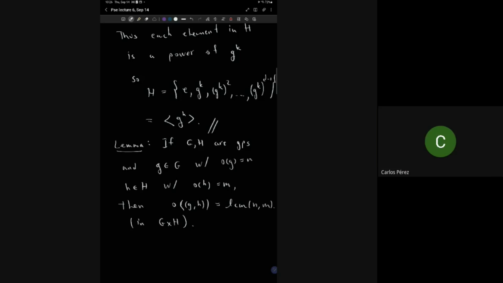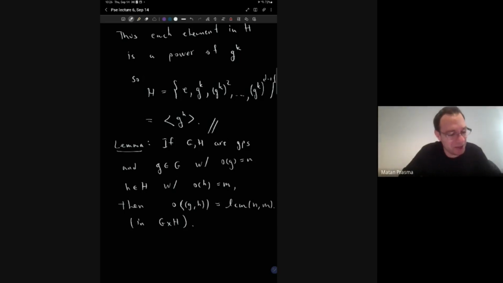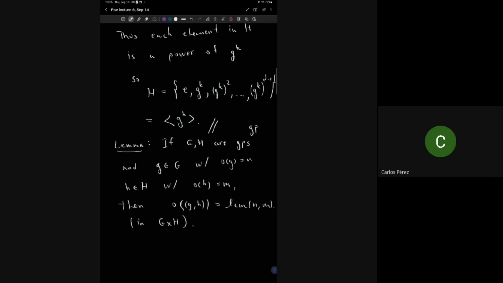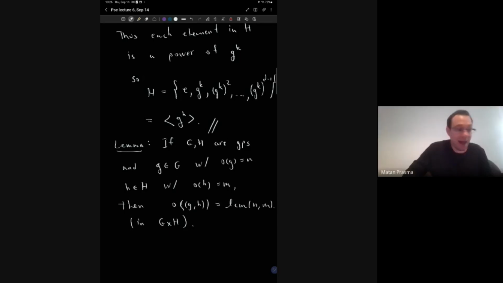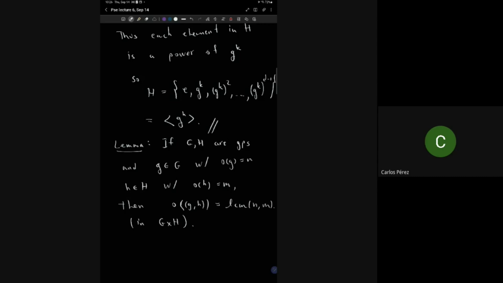Sorry, Matan, can you remind me what GPS is? So you say if G and H are GPS, what does GPS mean? This is my shortened writing for groups. So I say group like this. Okay, fair enough. Thank you. I will try to not use a lot of these shortenings, but for some keywords. No, it's fine. I was just taking notes.